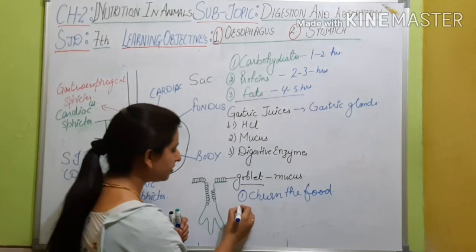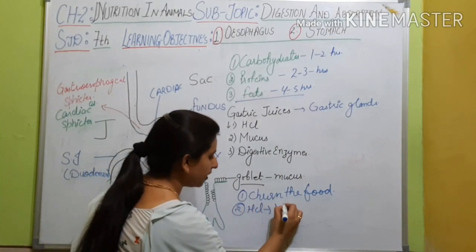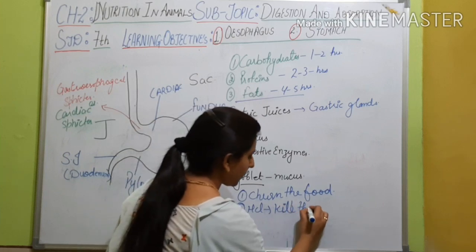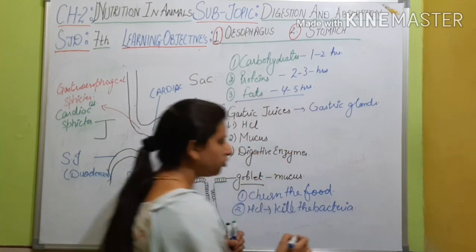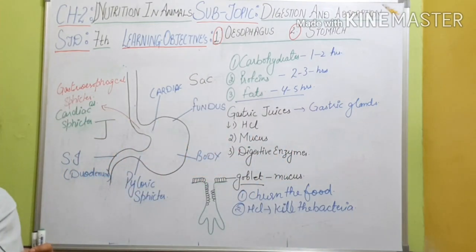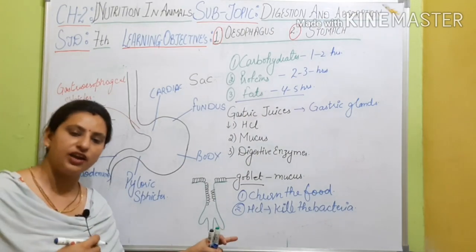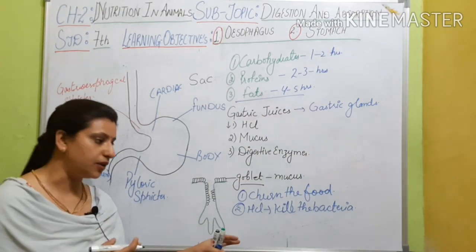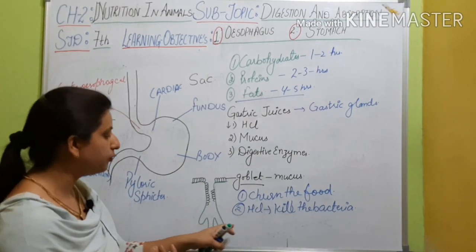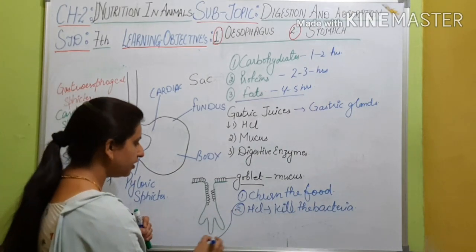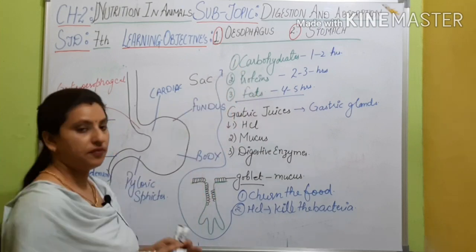easily. Now the second is that the HCl will kill the bacteria. If any kind of bacteria enters along with the food, and if it reaches the stomach and causes any kind of infection, that is killed by the HCl. And this HCl is also helpful in digesting the complex food, that is carbohydrates, proteins and fats.